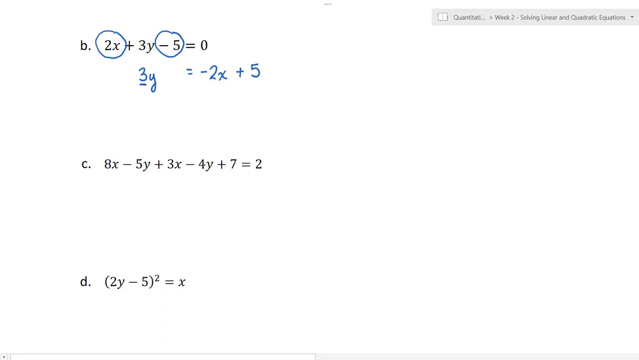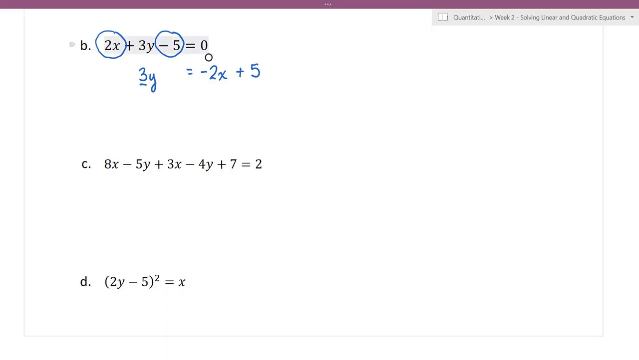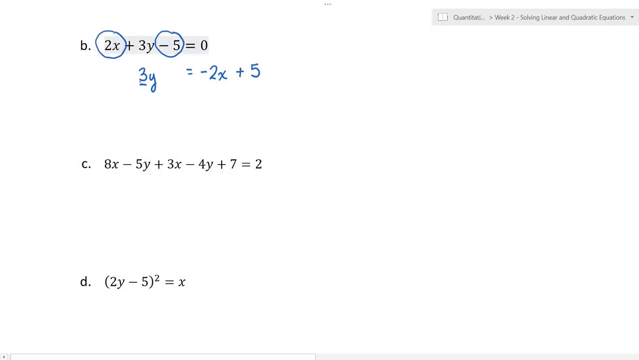Now when you isolate for a variable, it has to be alone. There can't be this 3 over here. So we need to get rid of the 3. So right now, between the 3 and the y, there's an invisible multiplication sign. And to get rid of that, the opposite of multiplying is dividing. So what we're going to do is divide everything by 3. So I'm going to divide this term by 3, this term by 3, and this term by 3. Remember, whatever you do to the left side of an equation, you have to also do to the right side. So the 3's here cancel out, and we're just left with y equals negative 2 over 3x plus 5 over 3. And that's it.